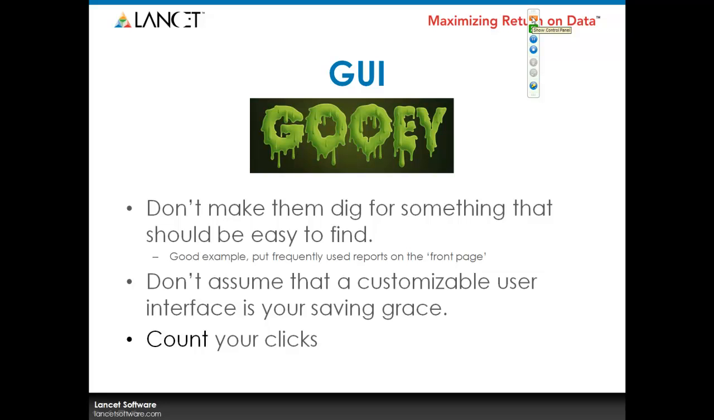So count your clicks. Log in as an end user. Log in as those different types of personas, like you're trying to get to a particularly popular run report, and figure out how many clicks it is. And if it's 20, then try to figure out how you can reduce the number of clicks. It's a relatively easy way to figure out how your end users are actually interacting with the software.